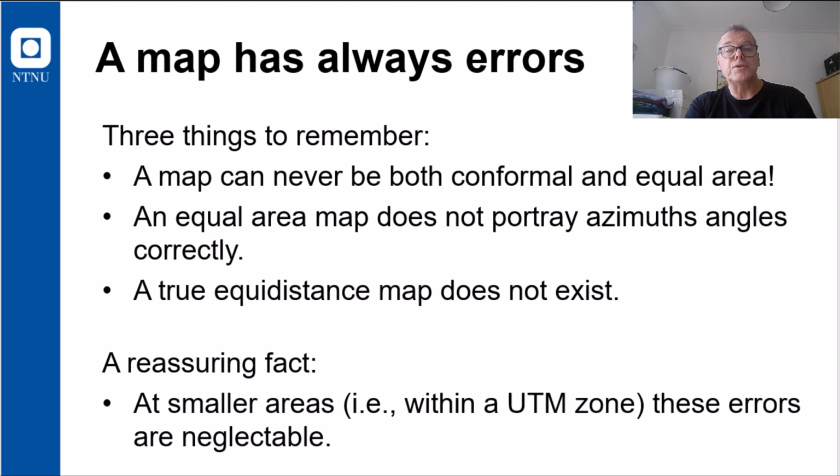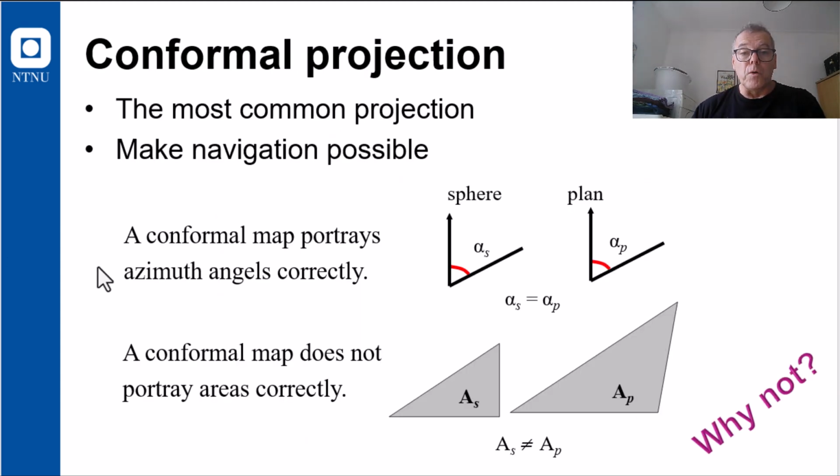But the reassuring fact is that at small areas, and with small areas I mean within a UTM zone, these errors are negligible. And you can measure areas, distances, and you can use the map for navigation, and it will be good. More about the conformal projection.